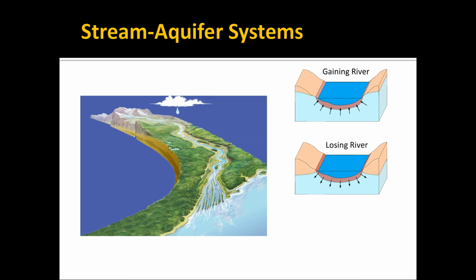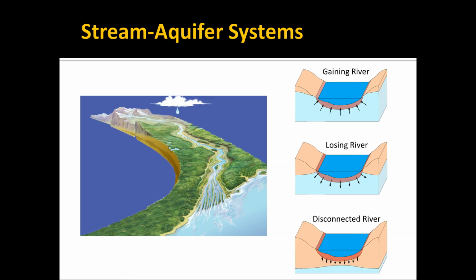If the stage in the river is higher than the water levels in the aquifer, then you could have what we call a losing river, where water flows from the river to the aquifer. From the aquifer's perspective, we call this a source, and you'd have a positive flow rate into the aquifer.